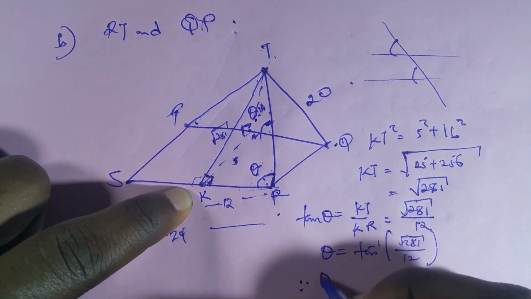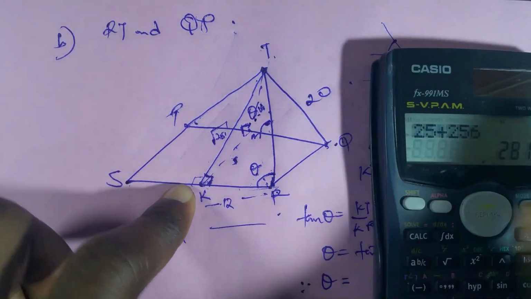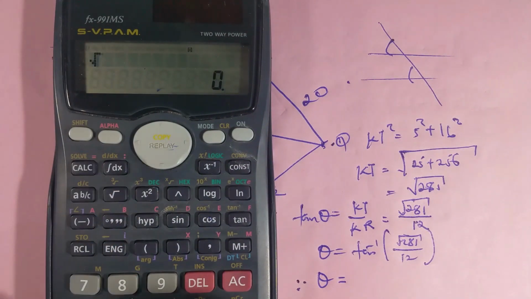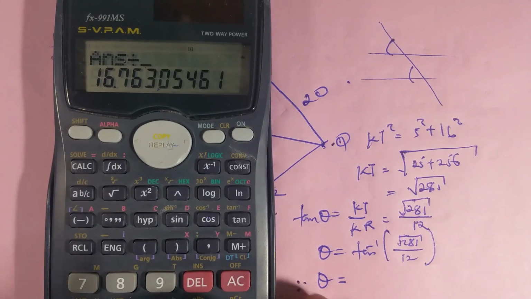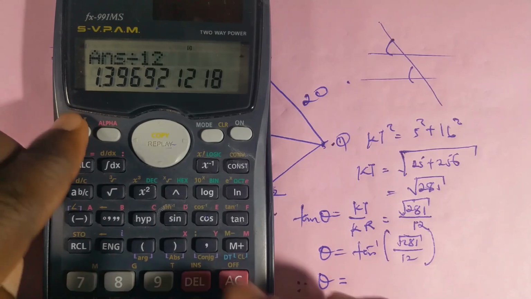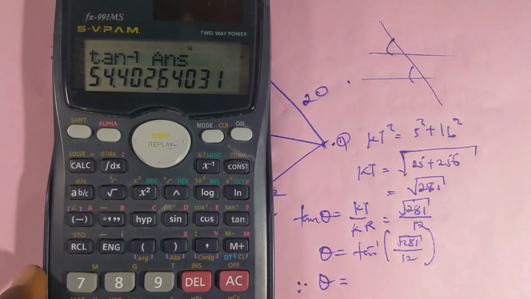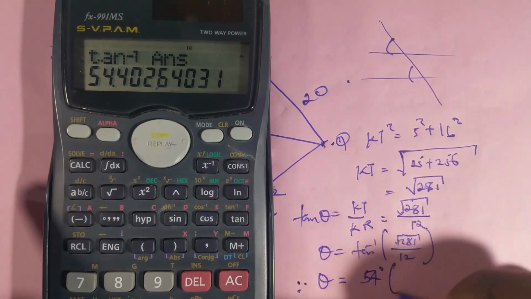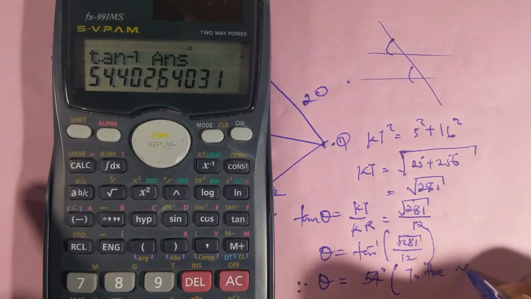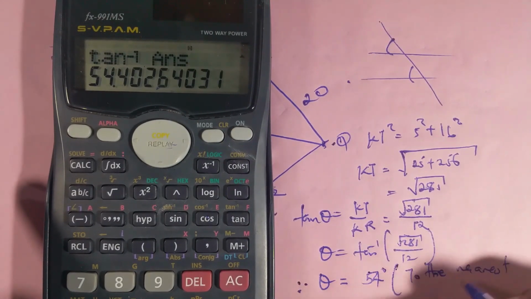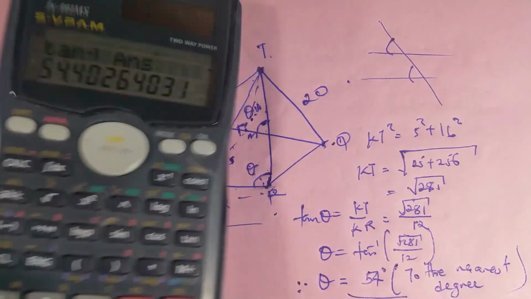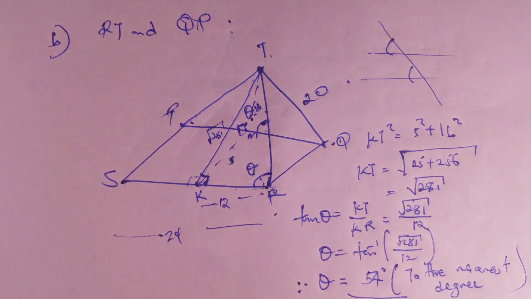What is our theta? We have root of 281 divided by 12, then we get the arctan of the result. 54.4 to the nearest degree is 54 degrees, since 4 is less than 5. So it's 54 degrees to the nearest degree. Okay, we are done with the second part, which is B of that question.